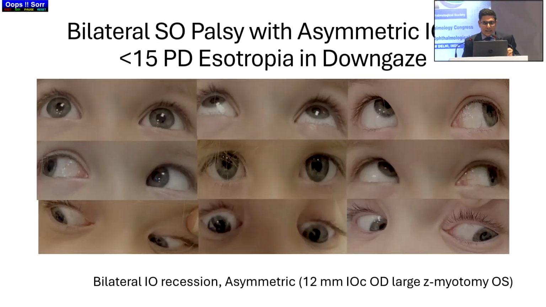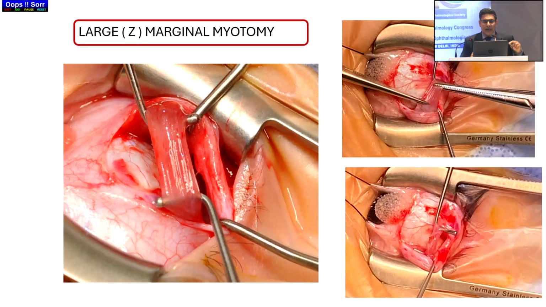This is a case where there is a 3+ inferior oblique overaction in the right eye and 1+ in the left eye. I did a recession of the inferior oblique of the right eye of 12 millimeters, and I did a marginal Z myotomy, which I use quite a bit. It corrects about 6 to 8 prism diopter of hypertropia in the left eye, with an excellent result.